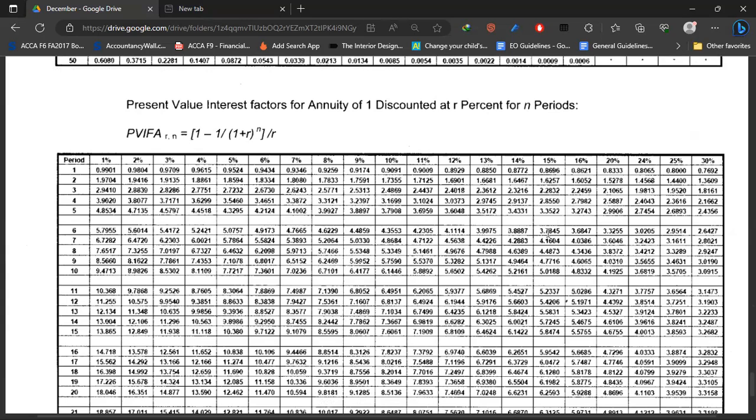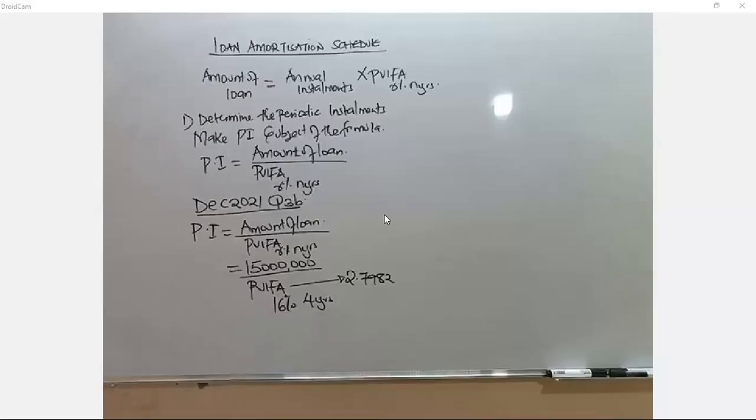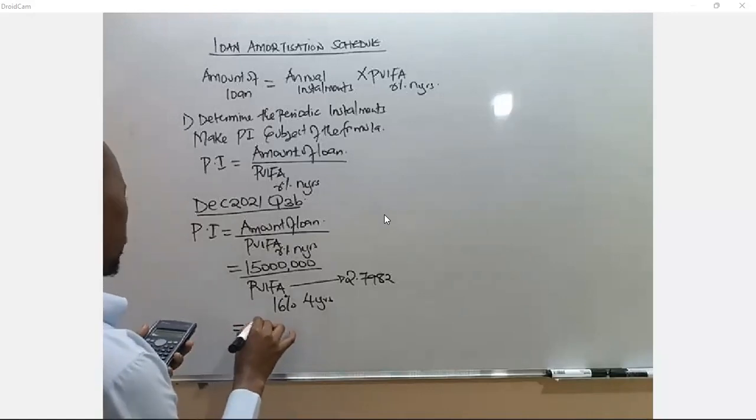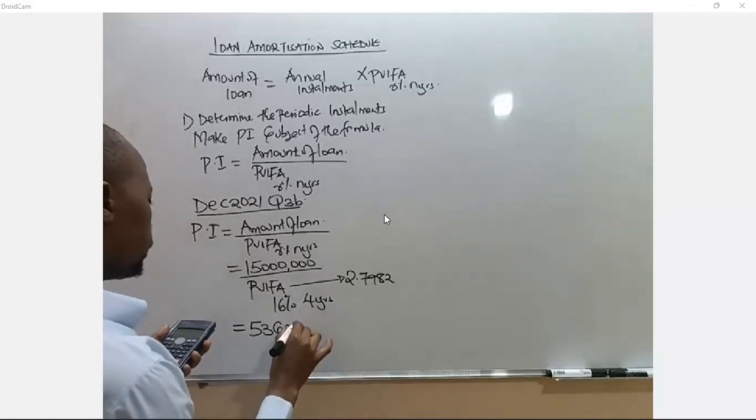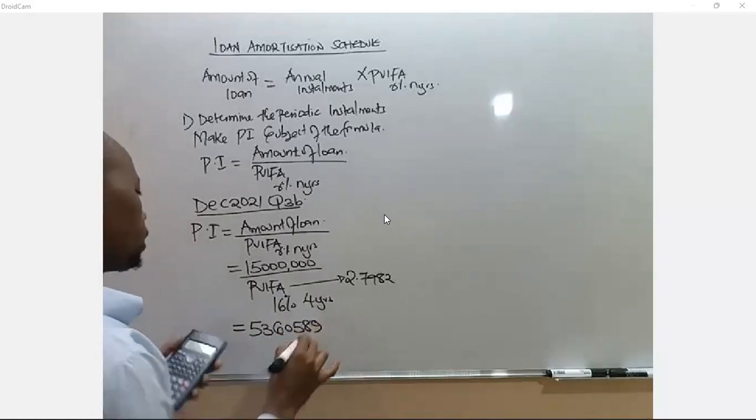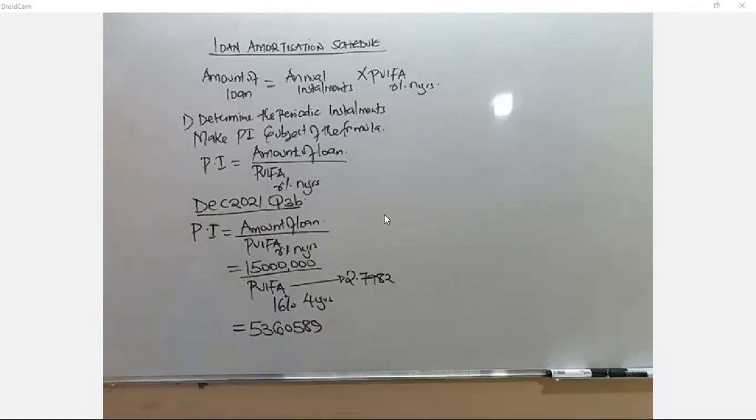2.7982, right? You can use your table for annuity. So in this case, once I finish doing so, I will just take out my calculator where I take 15 million. We divide it by 2.7982. And I'm getting the periodic installment of ours will be 5,360,589, right?